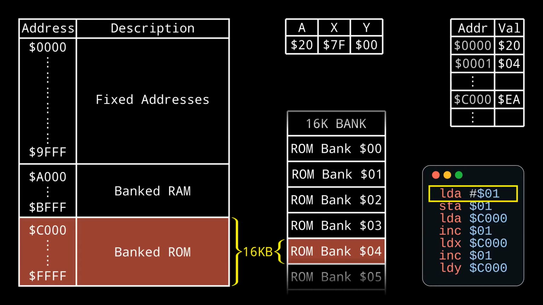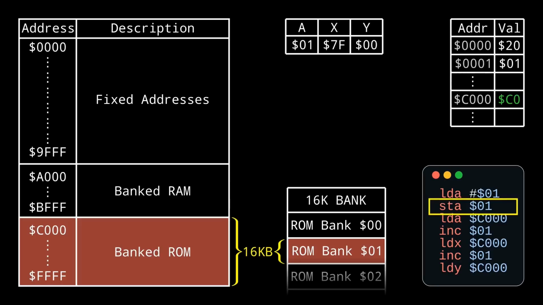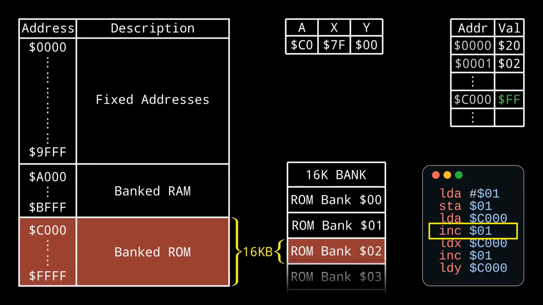First, we load the value 1 into the A register. Next, we store the value from the A register into memory address 1. This switches the active ROM bank to bank 1. Then we load the value from memory location C1000 into the A register. Now we increment the value in memory location 1, which switches the active ROM bank to bank 2.